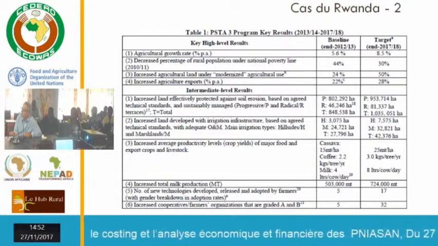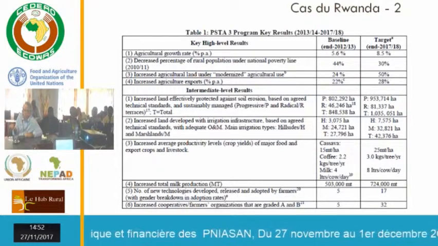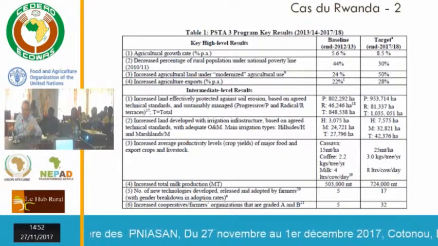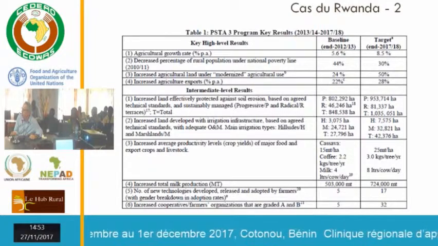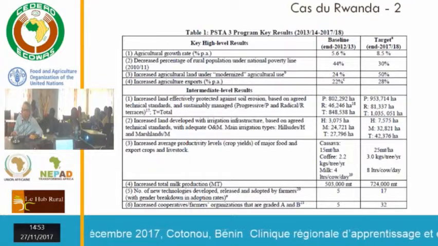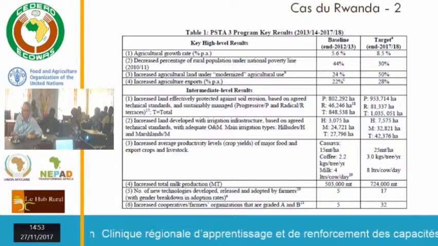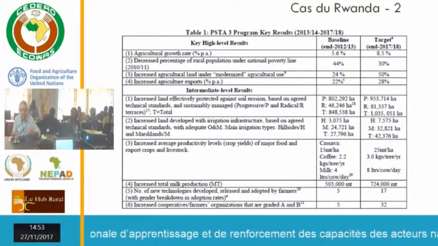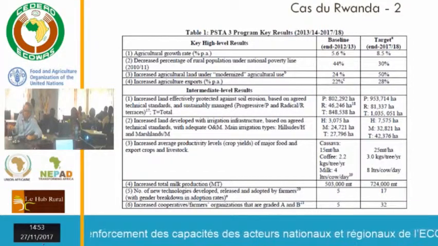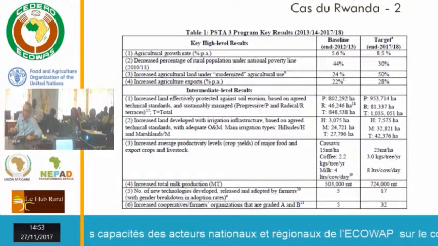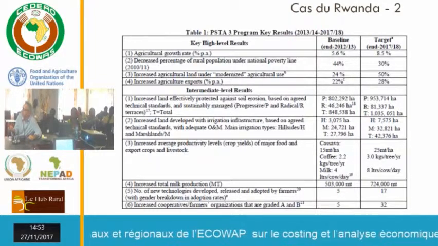So we have the productivity. Once again, they selected some commodities, not all commodities: cassava, coffee, and milk were selected. And they assigned targeted objectives at the end of the implementation of the plan. Same for production of milk. And beneath that, these are quantitative indicators that are not monetized, such as the number of technologies developed and the number of farmer organizations, which reflects the institutional development in the country. It is interesting because part of it will be monetized and another part will not be. But it is important in the financial and economic analysis to reflect these various expected advantages.